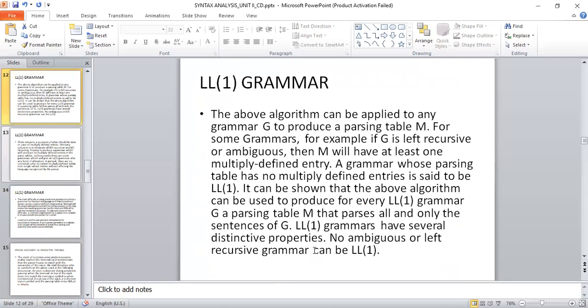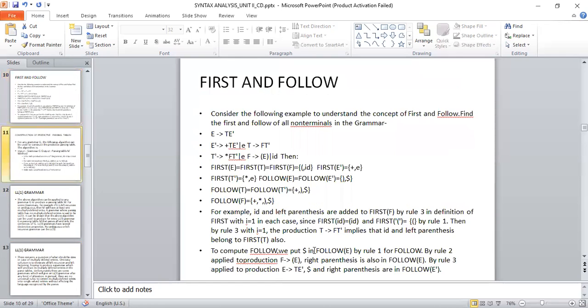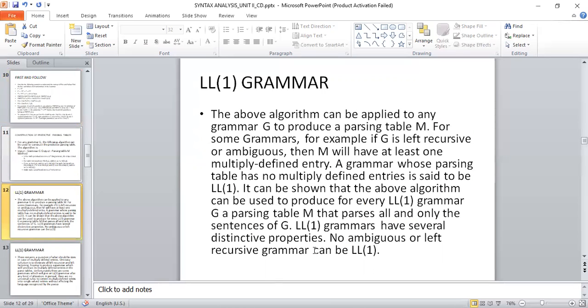So what is an LL1 grammar here? This algorithm can be applied to any grammar G, which produces a parsing table M. For some grammars, for example, if G is left recursive or ambiguous, then M will have at least one multiply defined entry, right? So a grammar whose parsing table has no multiply defined entries is said to be an LL1 grammar, right? It can be shown that the above algorithm can be used to produce for every LL1 grammar G a parsing table M that parses all and only the sentences of G.